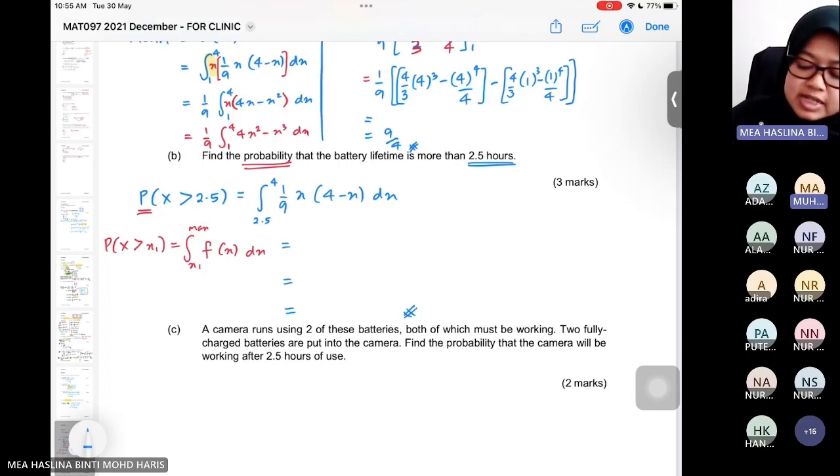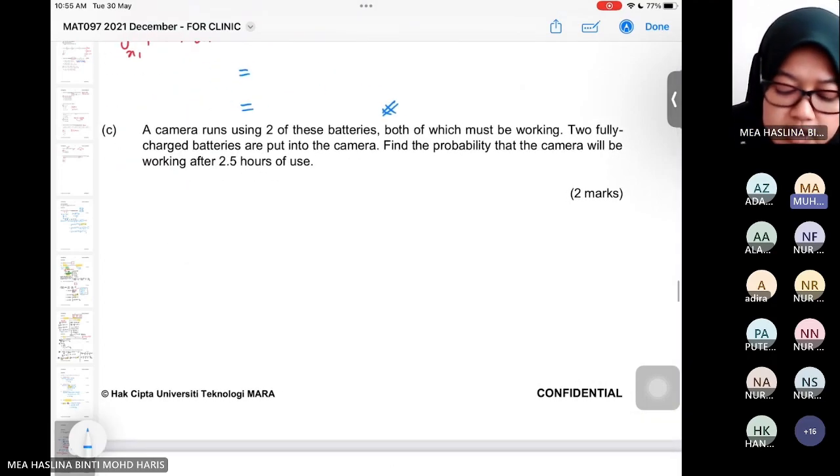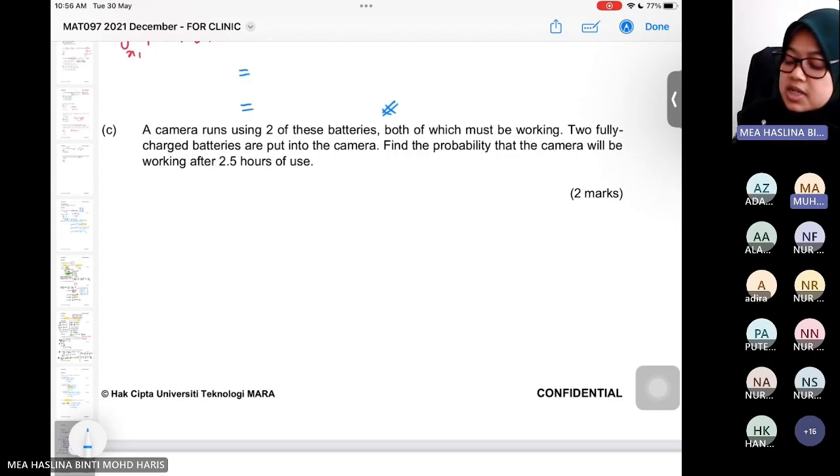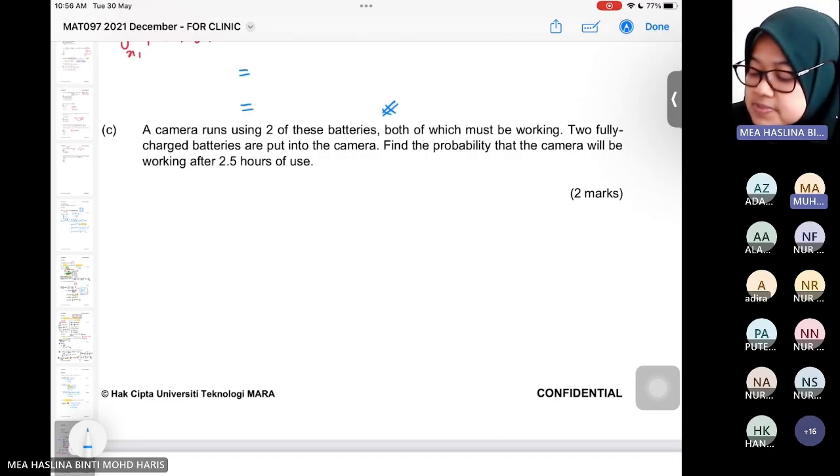Alright. Okay, now, part C. A camera runs using 2 of these batteries, both of which must be working. 2 fully charged batteries are put into the camera. Find the probability that the camera will be working after 2.5 hours of use. How should you answer this?